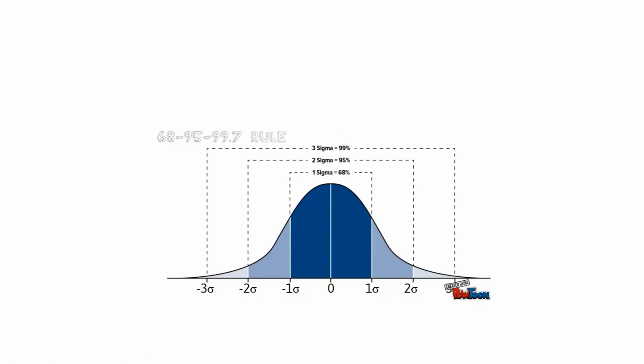I don't understand this one. 68% of the results will fall between the mean and the first standard deviation. Yes, this is the mean. How do you calculate standard deviation, please?